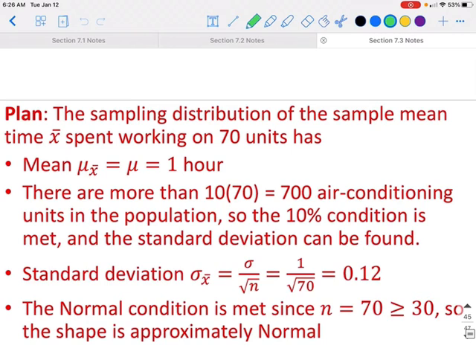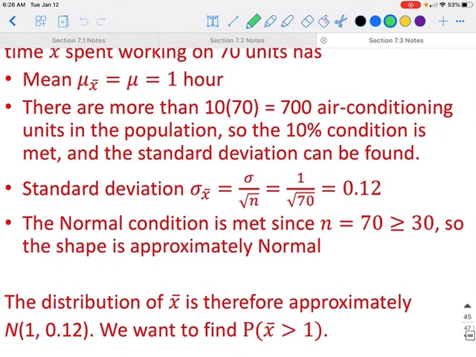Since our sample size is 70, we know that's at least 30 or higher, so we can approximate using the normal conditions. So we can say that the distribution of X bar is approximately normal with a mean of 1 and a standard deviation of 0.12, and we're going to find the probability that X bar is greater than 1.1, because we want to see if it exceeds 1.1.